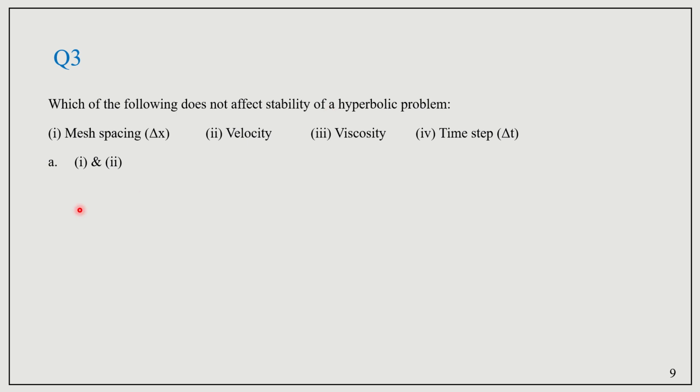We'll look at it. In option A it is given 1 and 2. Option B, 3 and 4. Option C, 3. Option D, 2. So here mesh spacing is affecting, velocity is affecting, viscosity is not affecting, and time step is affecting as well. So 3 is the right answer, which is given in option C. So option C is the right answer. I hope it is clear. While reading the question, take 1 minute and understand what is being asked and don't confuse yourself. We'll move on to the next question now.